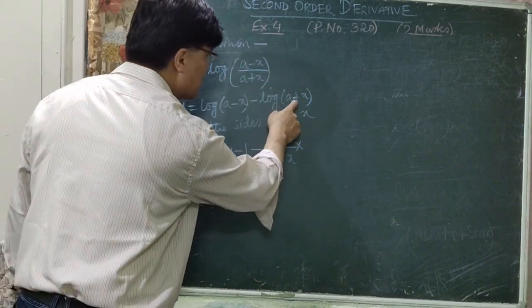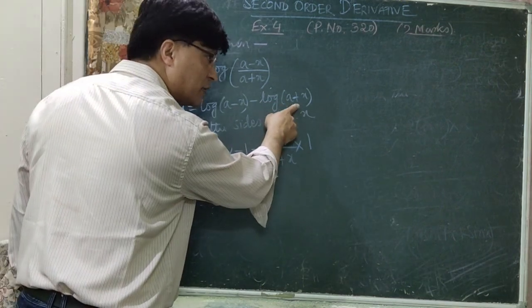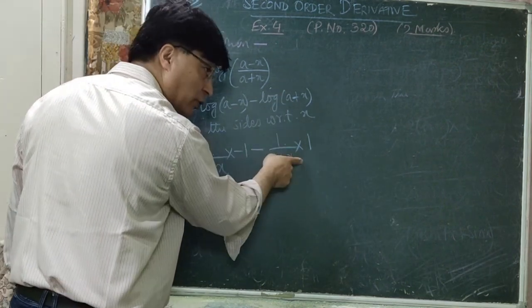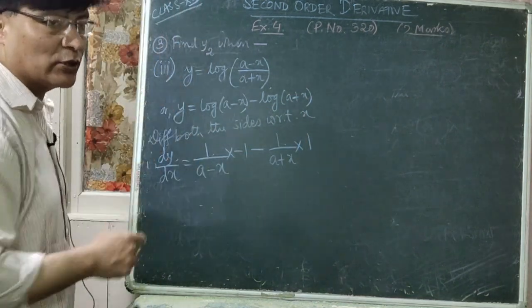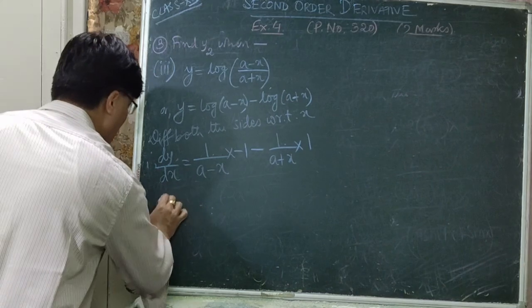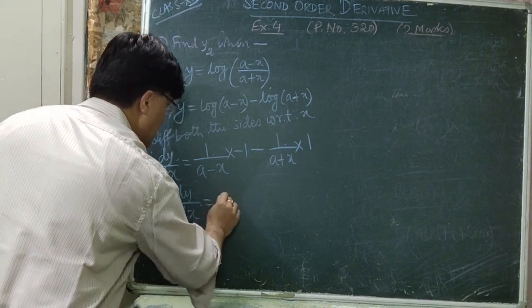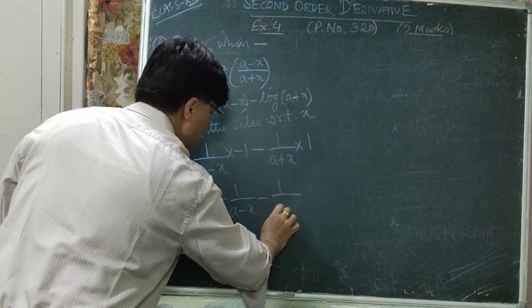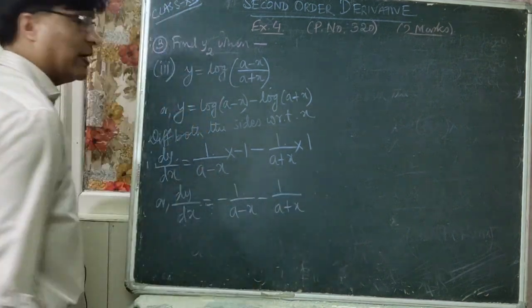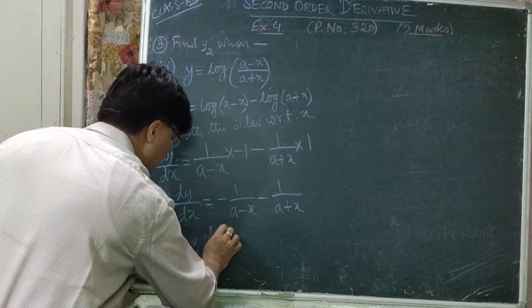That is, what is the differentiation of a plus x? It is 1 only. For a it is 0 and for x it is 1. So 0 plus 1 is always 1. So dy by dx is equal to minus 1 upon a minus x minus 1 upon a plus x, right? Now we can simplify it further, take the LCM and simplify it.